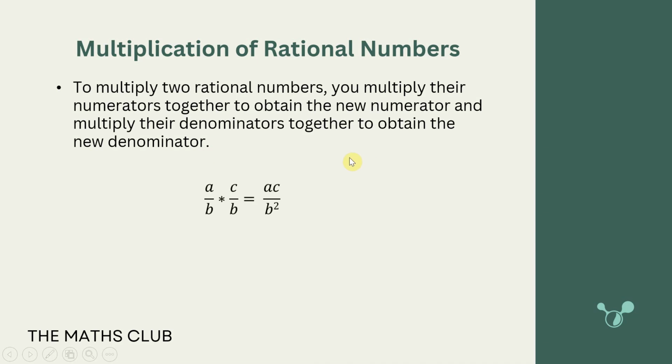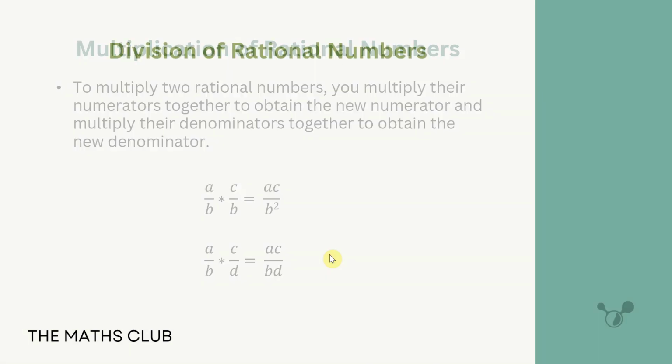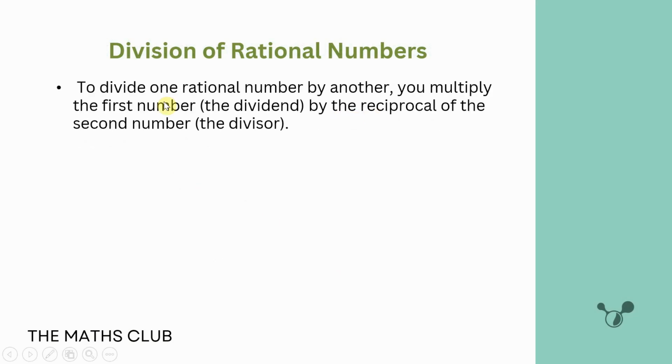Remember, I said there's a trick I want to show you. Same thing to here, and same thing applies to here. And for division, you multiply the first number, which is the dividend, by the reciprocal. Reciprocal is like the inverse of the second number, which is the divisor. So you have a over b divided by c over d. You first take the inverse of the second one, which is the divisor, and then you say a times d over b times c.